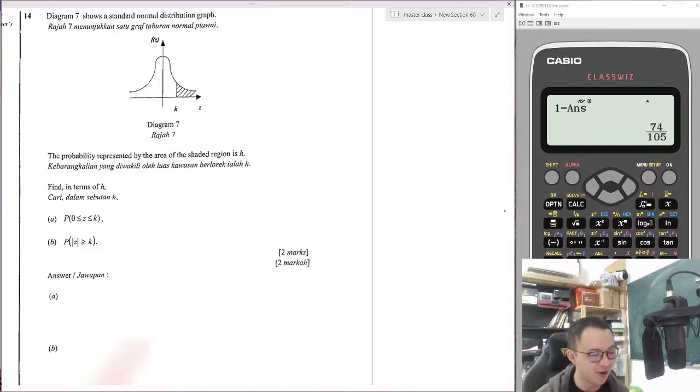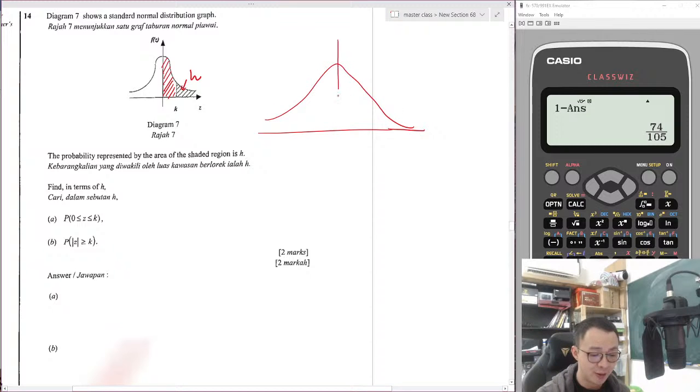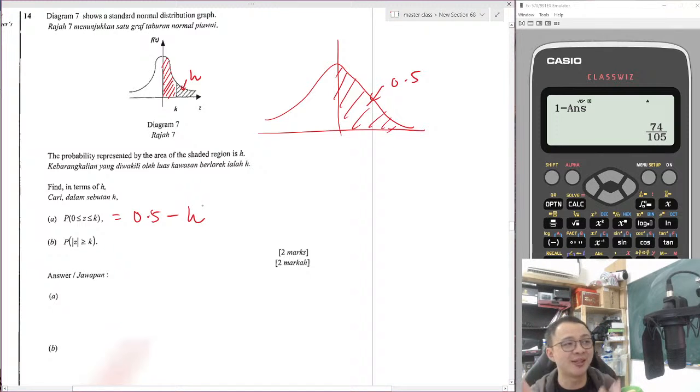Let's move on to question 14 here. Okay, so they tell you the area of the shadow region here is H. For this part, they ask you to find the probability between 0 to k, so they ask you to find about this area, the red color one. For a bell-shaped diagram, I know half of it is 0.5, isn't it? Half of the bell shape here will be 0.5. So therefore, this one is 0.5 minus H, because the whole half is 0.5, isn't it? And minus H, I get the red color shadow region here.